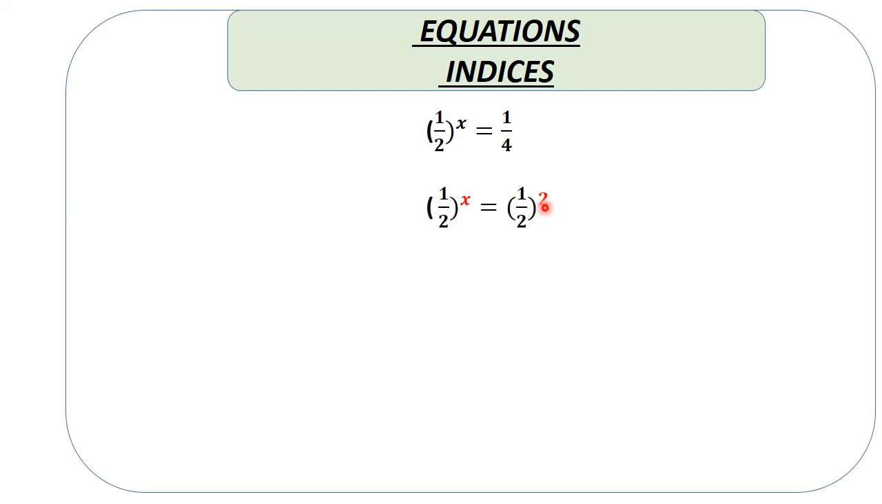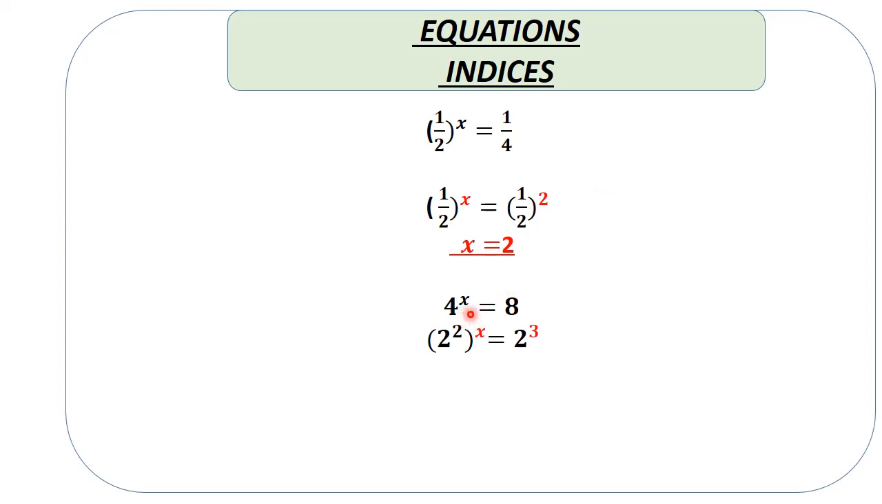Remember the distribution law of indices. It means this 2 can be the power of the numerator, and this 2 can be the power of the denominator. But 1 to the power 2 is just 1, and 2 to the power 2 is 4. This means that 1 over 4 is just the same as 1 over 2 in brackets to the power 2. With this in mind, we can see that the bases are the same. The base of this one is half, and the base of this one is half, and the powers should be the same, meaning that x is equal to 2.